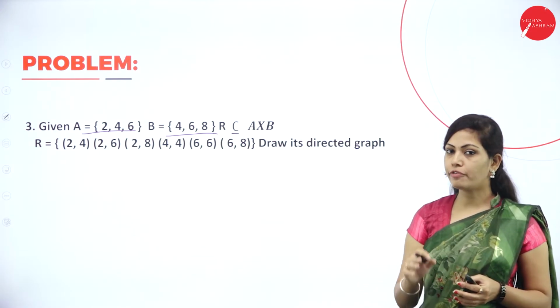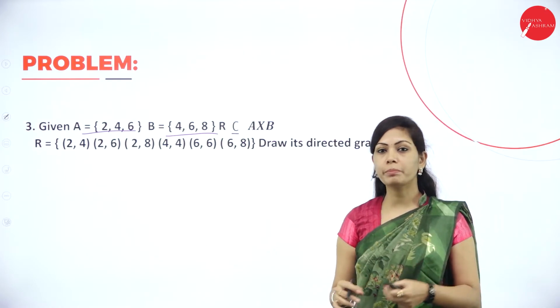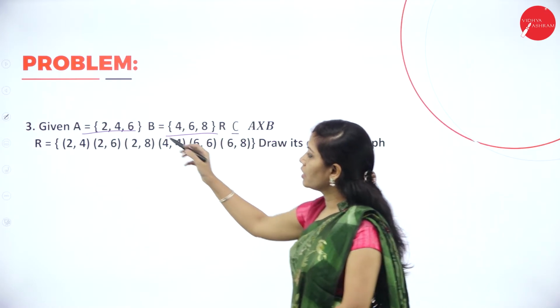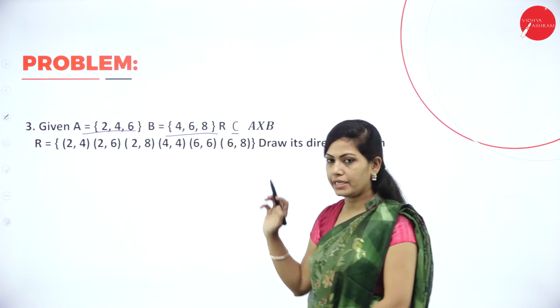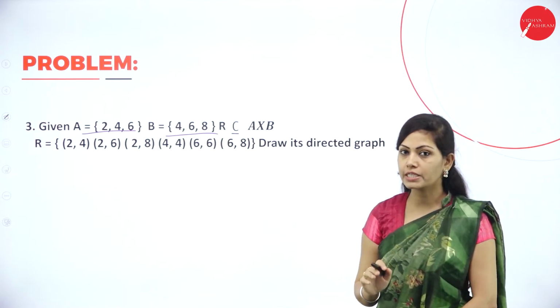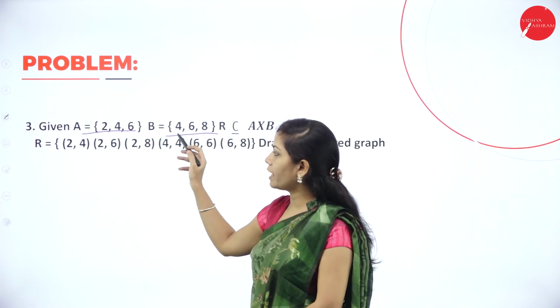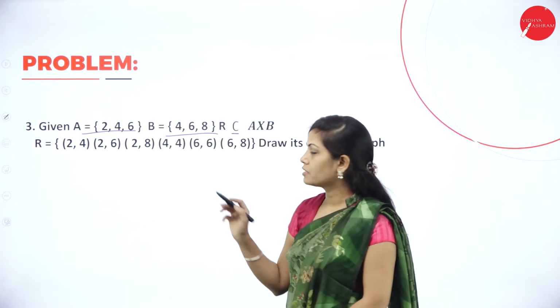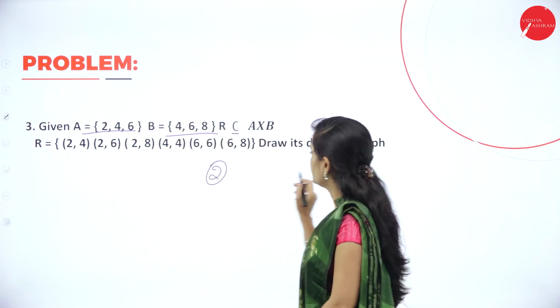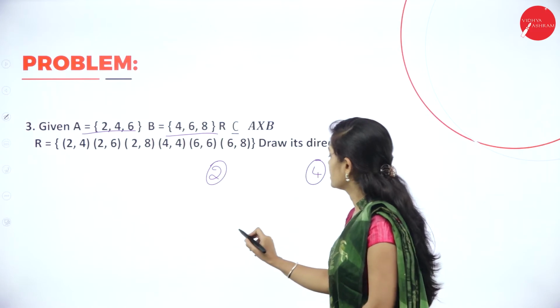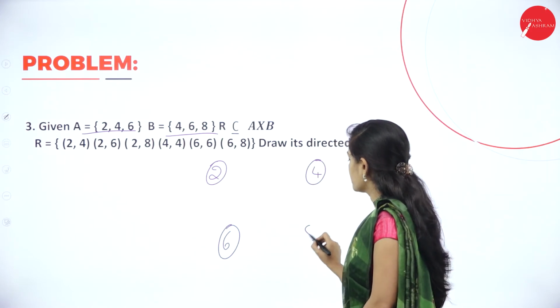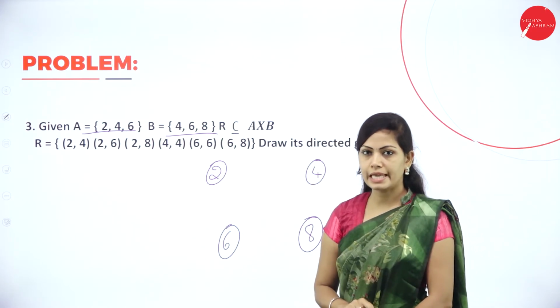First you have to find A union B. So what is A union B? A union B is 2, 4, 6, 8. If you get any repeated value, you need to write it only once. So this is your given set of elements.